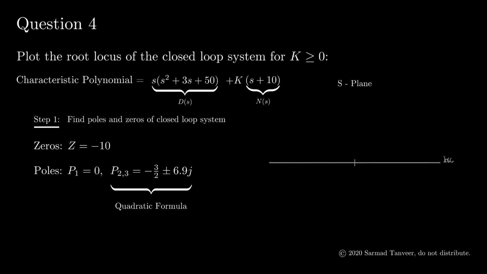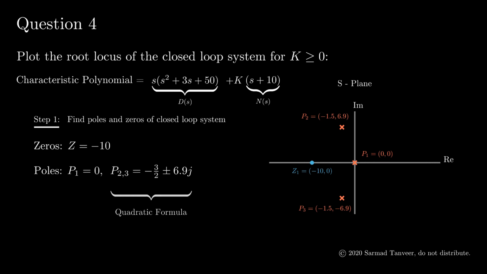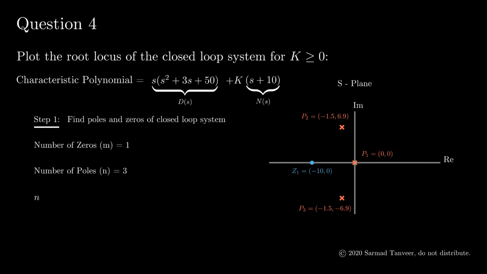An important metric to note here is the number of zeros, m, which equals 1, and the number of poles, n, which equals 3. From this we obtain the value of n minus m, which in this case is 2. This value is used throughout the creation of the root locus, so let's keep it to the side here.